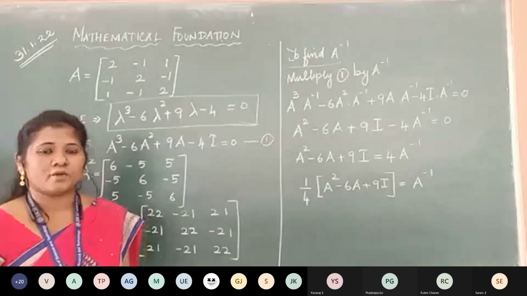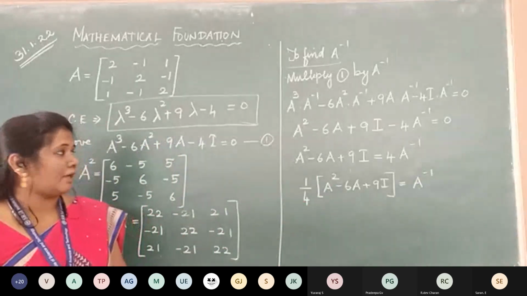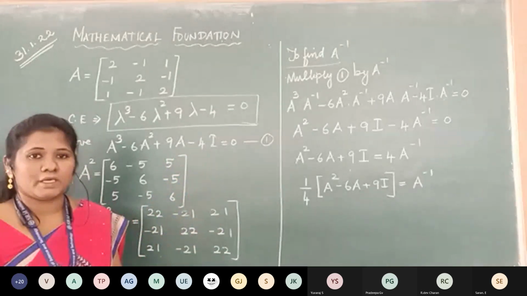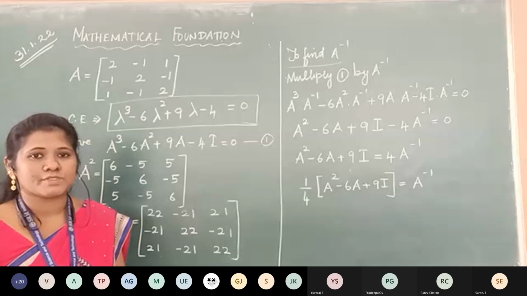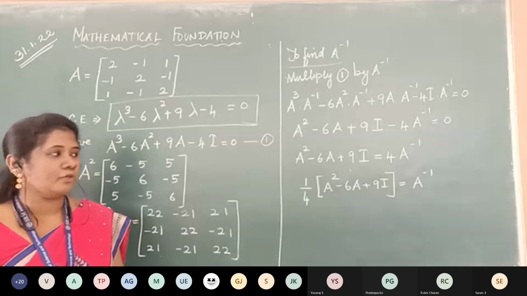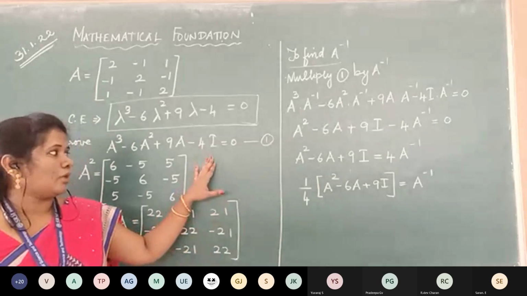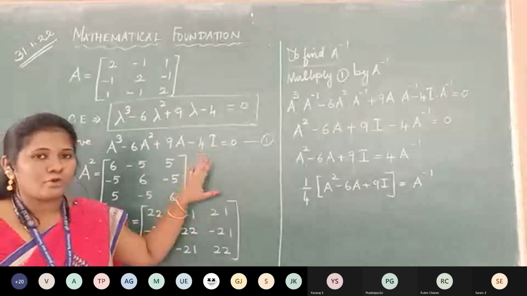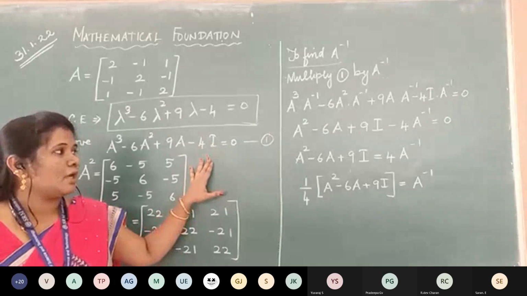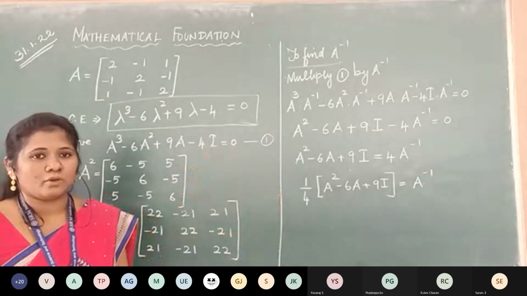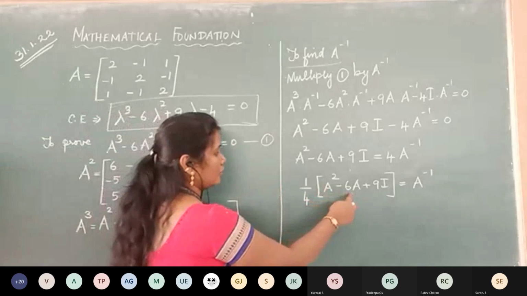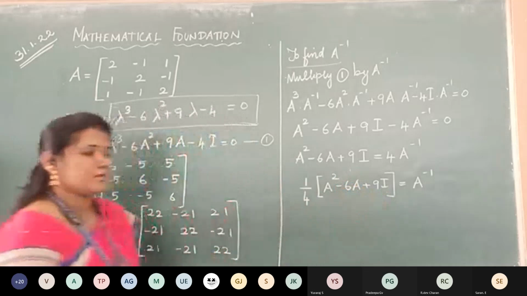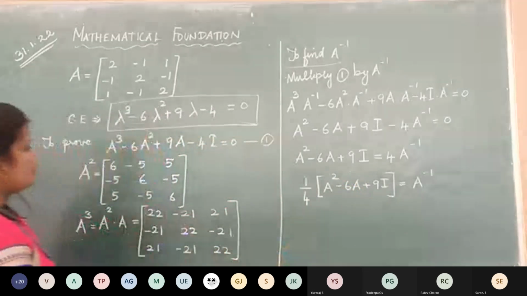So this is how you find your A inverse using your characteristic equation. After verifying the Cayley-Hamilton theorem, you find your A inverse by multiplying A inverse in the equation you had taken for verification, then segregating A inverse. Now you know the value of A square, you know the value of 6A, and you have to find 9 into the identity matrix, divided by 4. So how do you do that?